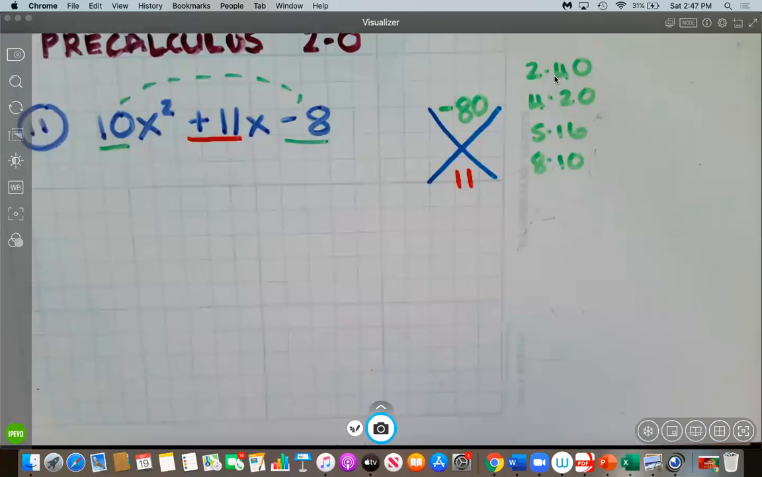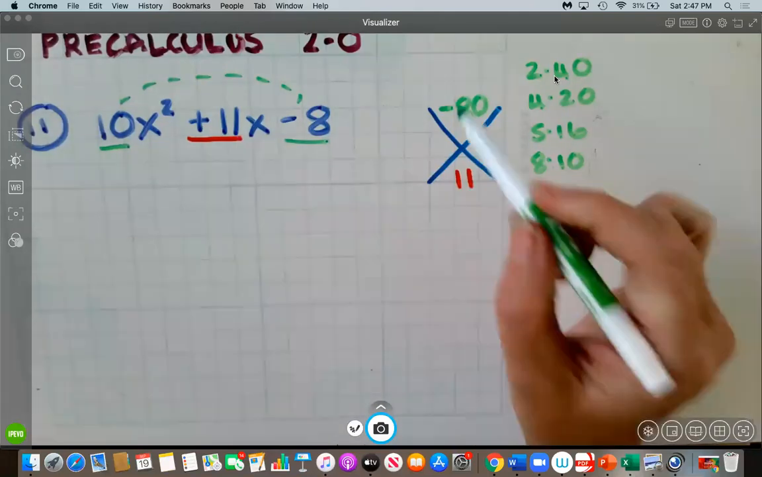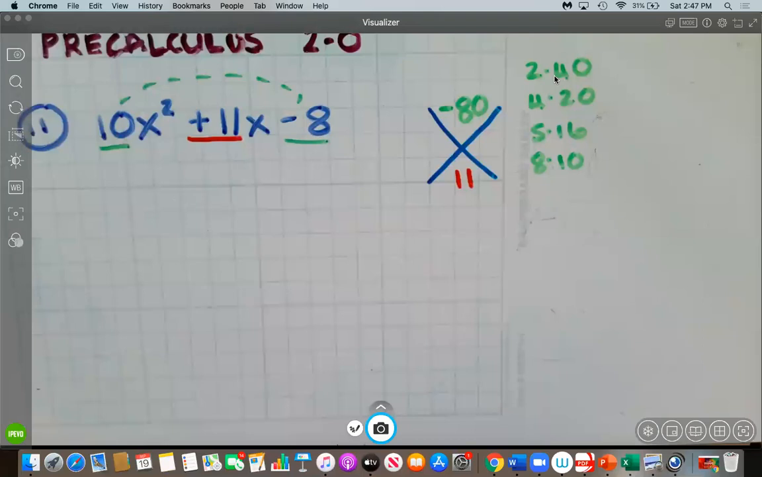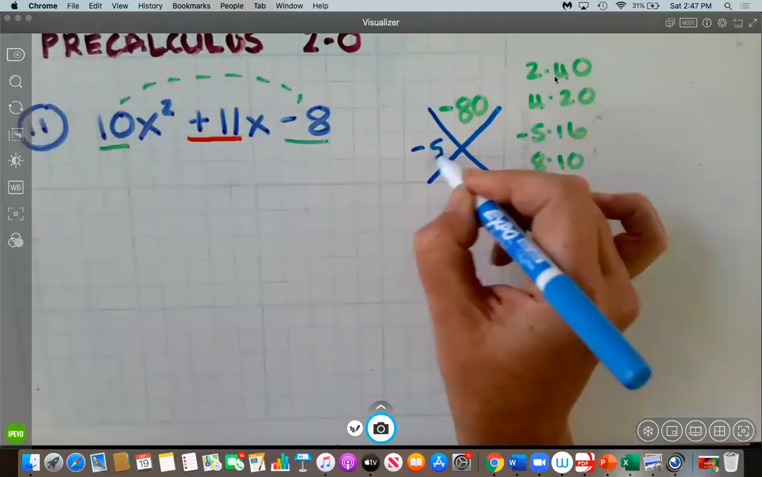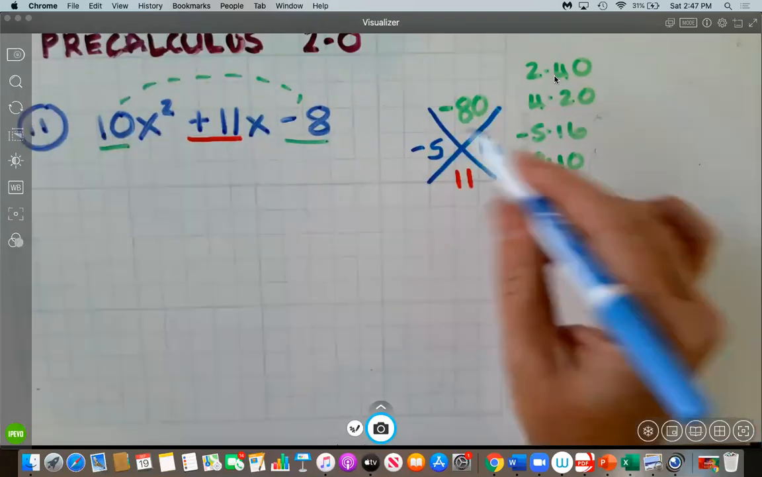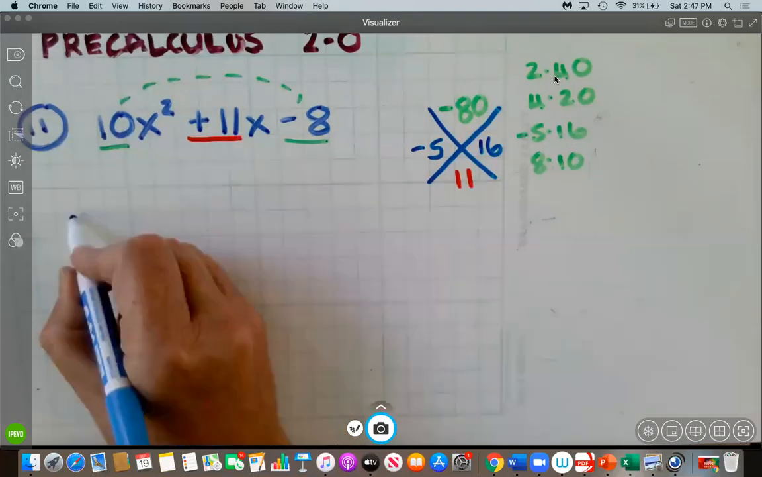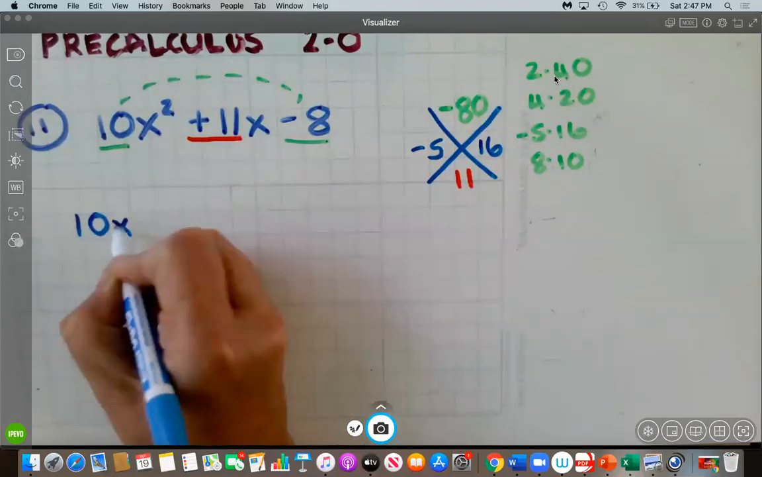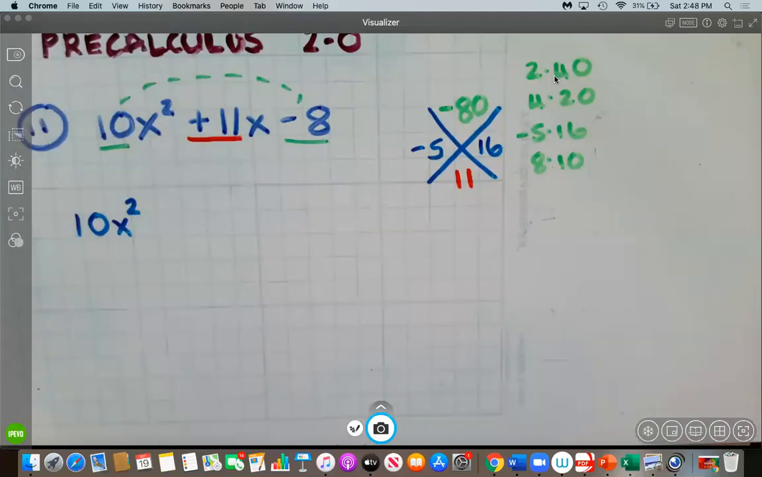And so if you look at those, you want to think if any of them would add to 11. And because this is a negative here, it really means that you're going to be subtracting one from the other. And so hopefully you might notice that if you had made this a -5 times 16, that would multiply to -80 and would add to 11. So we're going to use -5 and 16. And the point of doing this is trying to see how you could take this trinomial and break up that middle term and change it into an expression that has 4 terms.